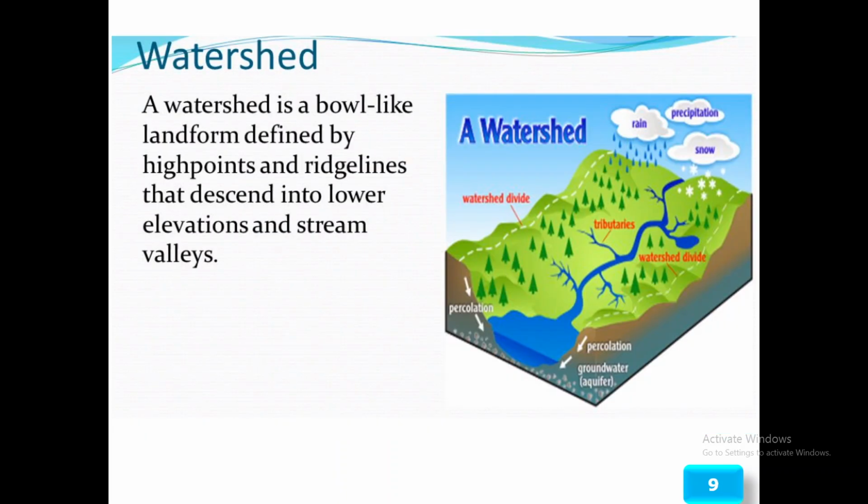Watershed. See the pictures on the left side. The watershed divides, and based on rain, precipitation and snow, the water will flow. Based on the slope it will move down like percolation. Then finally the groundwater will be increased through the aquifer process.